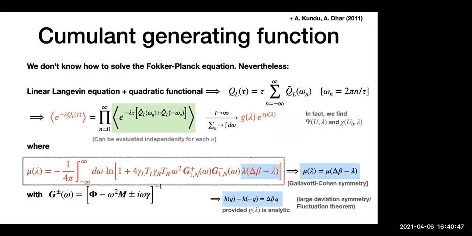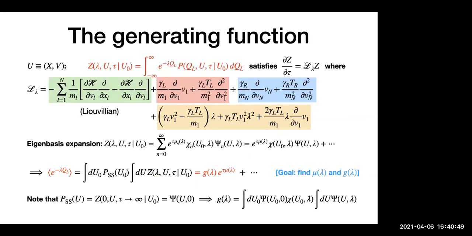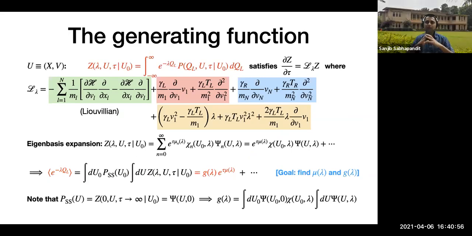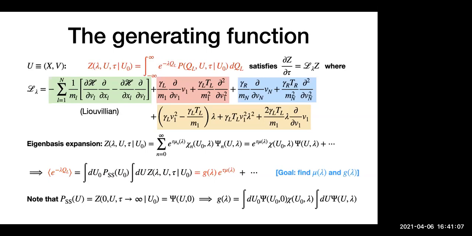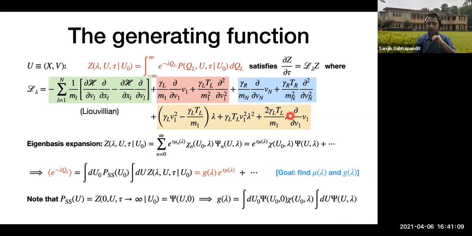Sorry to interrupt. So your L lambda is not the Fokker-Planck Hamiltonian, right? I mean, it is not the usual Fokker-Planck operator. When you put lambda equal to 0, that's your usual Fokker-Planck operator. Because when you put lambda equal to 0, you are integrating over Q, so you are basically looking at the phase space distribution. That's your usual Fokker-Planck operator.